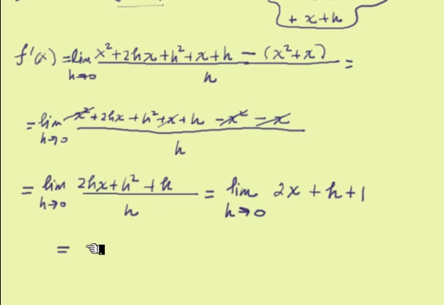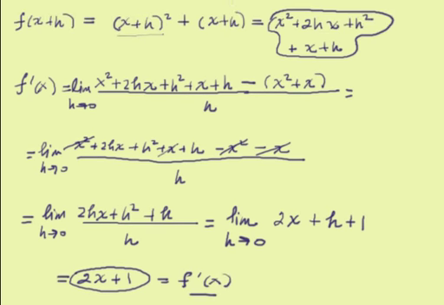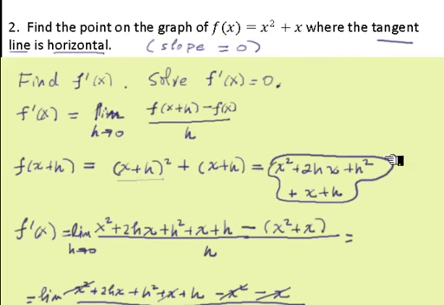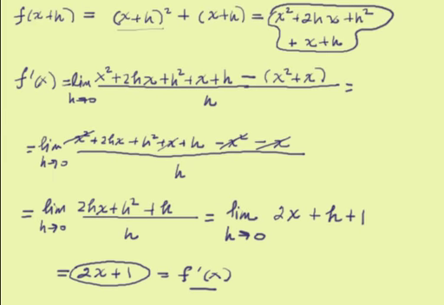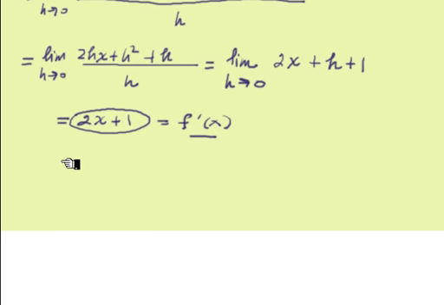Once you take the limit, drop the limit as h goes to 0. All right, so this is what we get. This is equal to f prime of x. Now remember our strategy for this problem. We were going to find f prime of x, which we did. That part is done. And now we have to do this part. We want to figure out where f prime of x is equal to 0, because that's where the tangent line is horizontal. So we're just going to set this equal to 0.